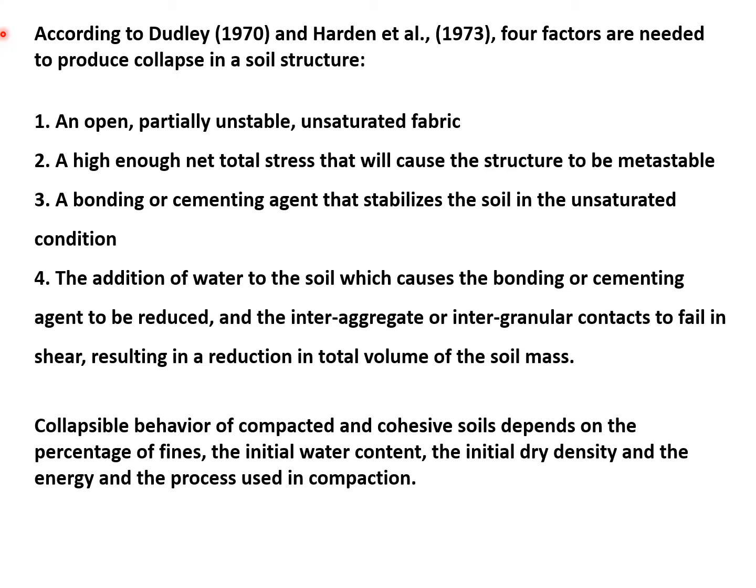According to Dudley 1970 and Harden et al. 1973, four factors are needed to produce collapse in a soil structure. Number one, an open, partially unstable, unsaturated fabric; a high enough net total stress that will cause the structure to be metastable; a bonding or cementing agent that stabilizes the soil in the unsaturated condition; the addition of water to the soil which causes the bonding or cementing agent to be reduced, and the inter-aggregate or intergranular contacts to fail in shear, resulting in a reduction in total volume of soil mass.